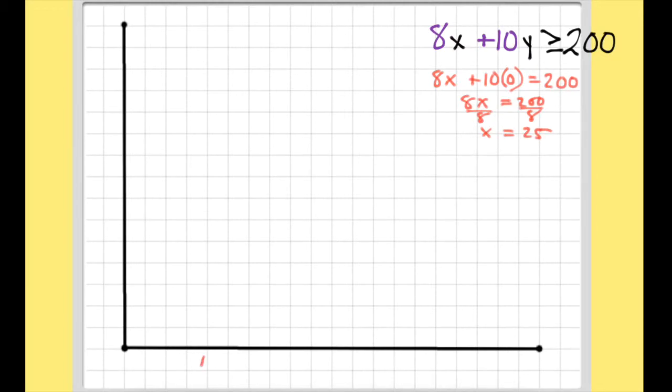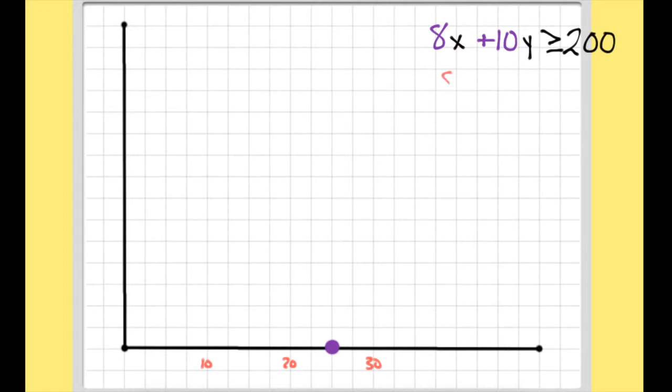Let's make every 4 spaces 10 hours. You know what? We got more room than that. Let's make every 5 spaces 10 hours. That was good. We'll go with that. So that means that 25 is halfway between 20 and 30. There's our x-intercept. Now, we want to find our y-intercept. So we plug in 0 for x.